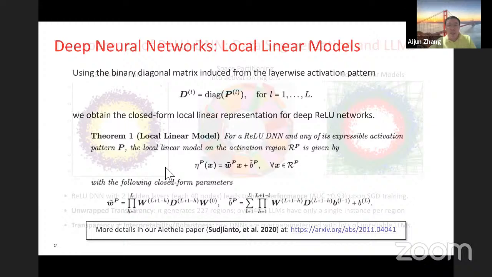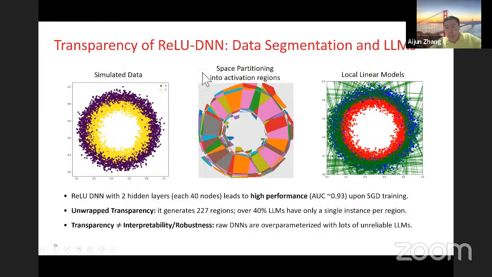On the right-hand side is a data set with many partitions. Each partition is supported by a local linear model, which is the green line on the right-hand side. Now the problem shows. For this simple cross-shaped data set, like the playground in TensorFlow, we use two hidden layers instead of four, with 40 nodes in each layer, and it's very predictive. The AUC is about 93%, 0.93. So this is a good performance model.